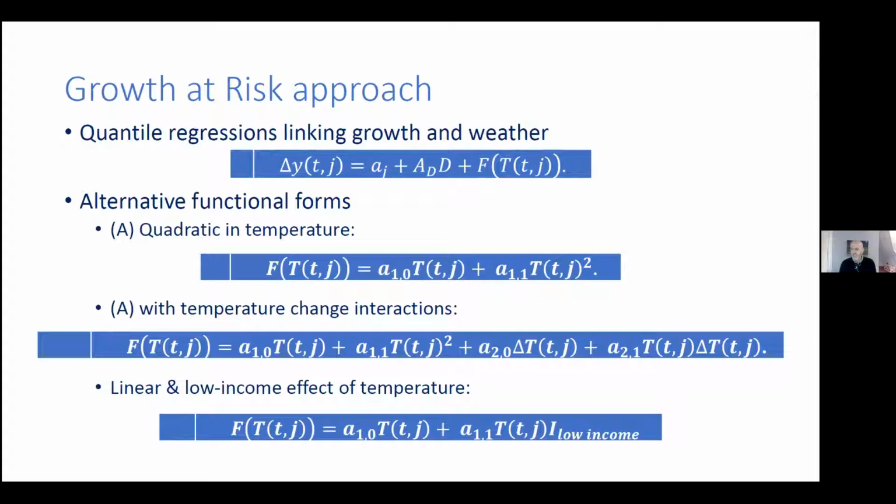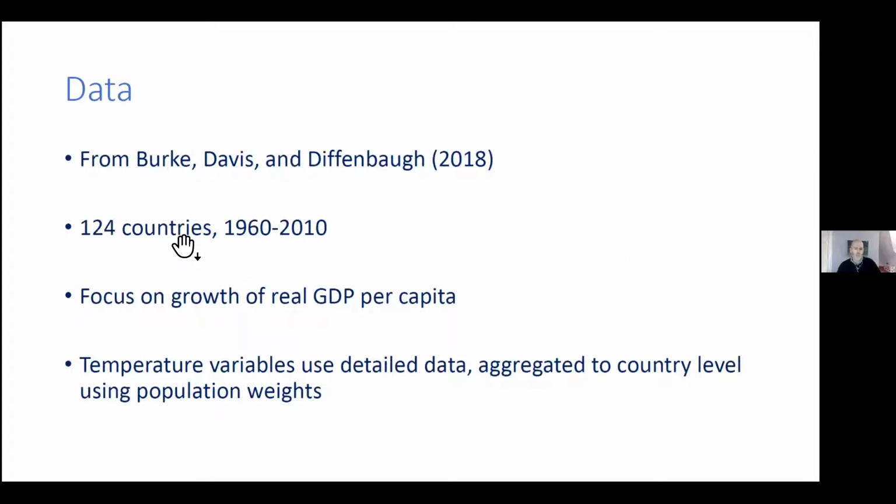And that's because, frankly, rich countries tend to be temperate countries and poorer countries tend to be hotter countries. That's been observed in the cross-country growth literature since the 1700s, and it remains true today. Even after accounting for country fixed effects and other factors, which specification is chosen does not really matter. So the data I'm going to use is just from the replication data set of Burke, Davis, and Diffenbaugh. It covers 124 countries for the 50 years from 1960 to 2010. I focus on the growth of real GDP per capita, and the temperature variables are very geographically specific data aggregated to the country level using population weights at those very detailed geographic levels.